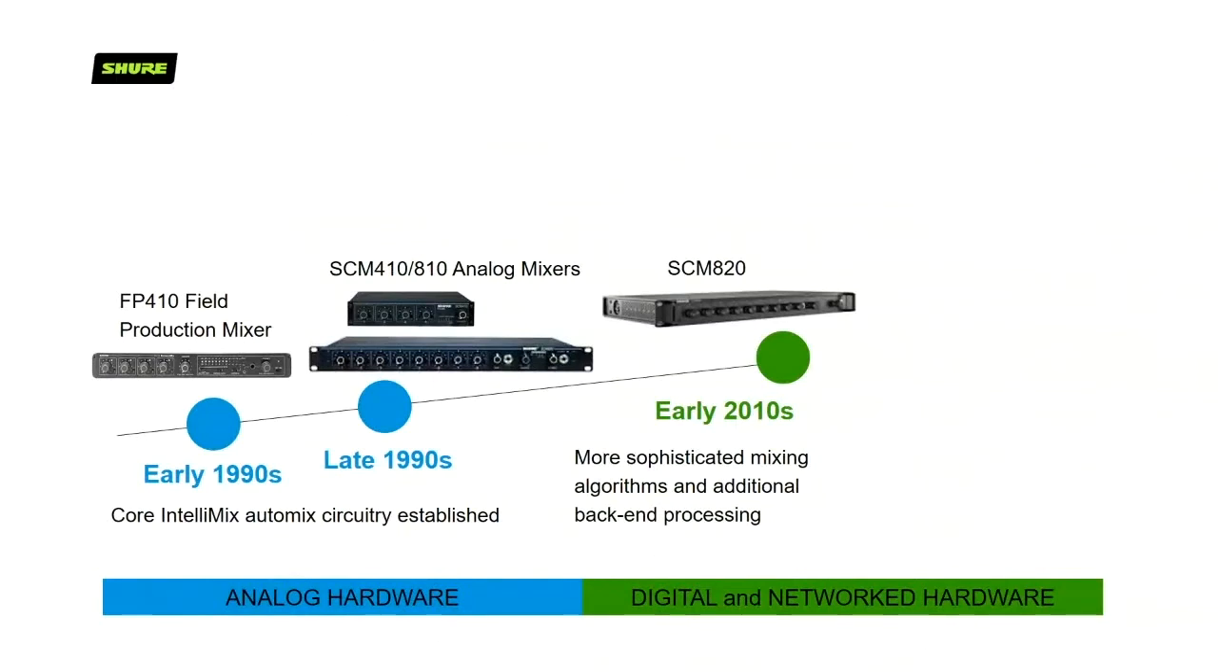Intellimix was introduced in our portfolio in the early 90s in one of the first field production mixers, and then over a period of time, it slowly started to get better and better with more features, improving on its earlier features. In the late 90s, we brought in the SEM series, wherein the circuitry and software were improved, and then in the early 2010s, it was the SEM 820 which became more sophisticated with better mixing algorithms and some additional punch of additional backend processing.